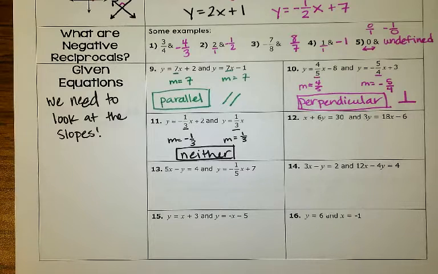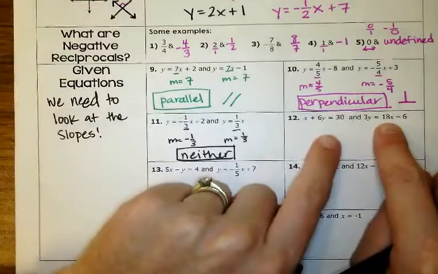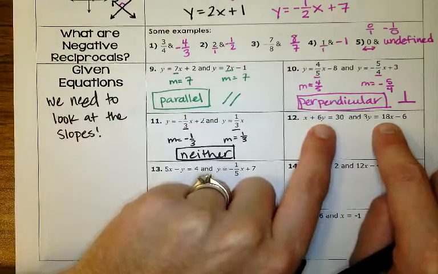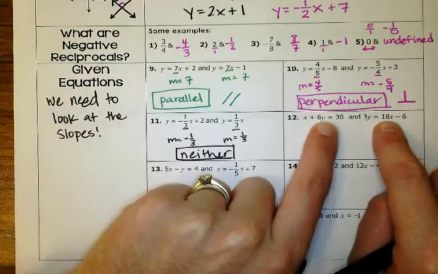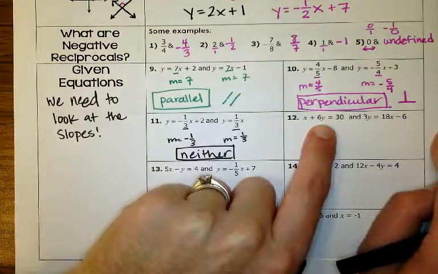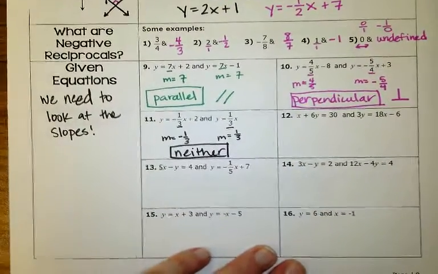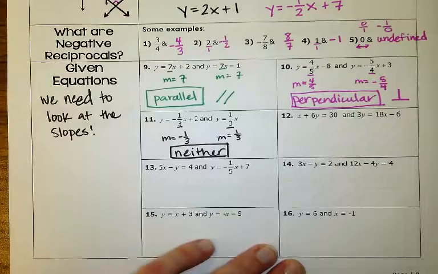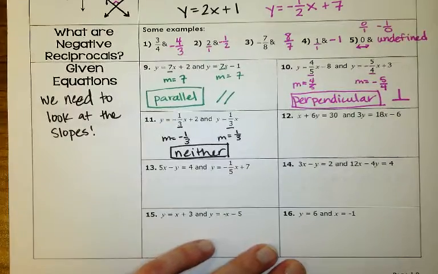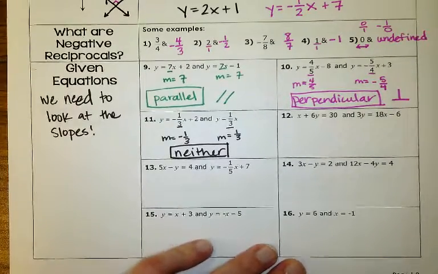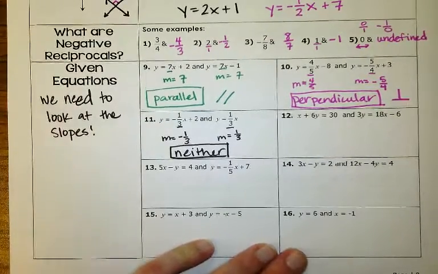Now we're going to take a look at number 12. Can we easily identify what the slope is for number 12? No, we're going to need to get them into slope-intercept form. So guys, today we're going to be doing a lot of converting to slope-intercept form. The homework that we just did was really useful for that.